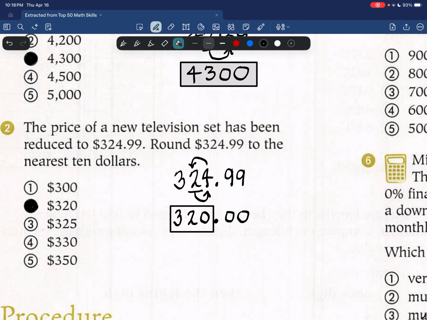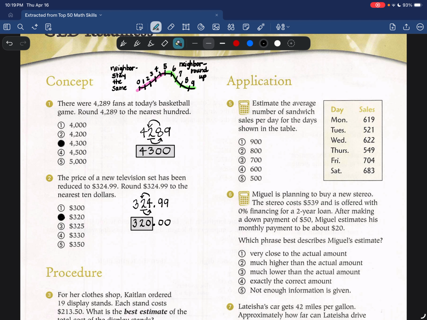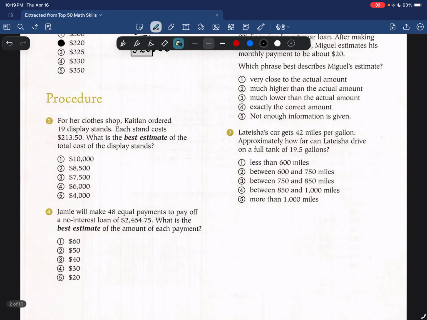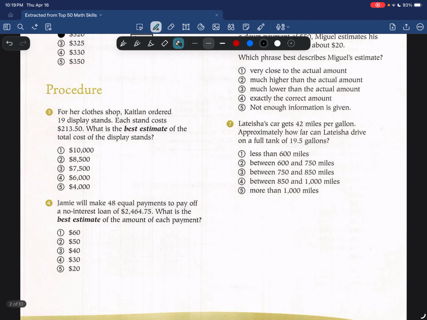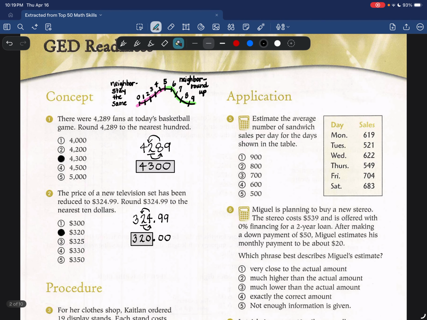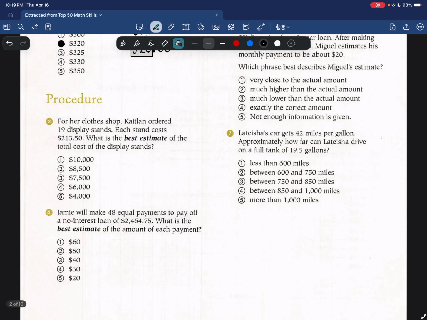Again, conceptual skills are just the basic things. All right, procedural skills. These, for me personally, were the hardest because I liked the story problems where they're actually telling me a story, and those are the applications. So I like those. Procedure for me personally were the toughest, but they may not be for you.